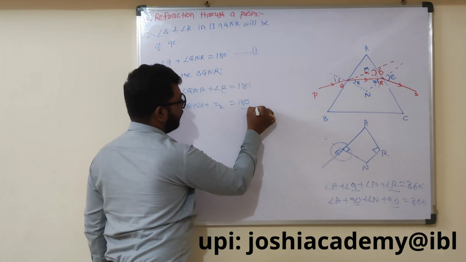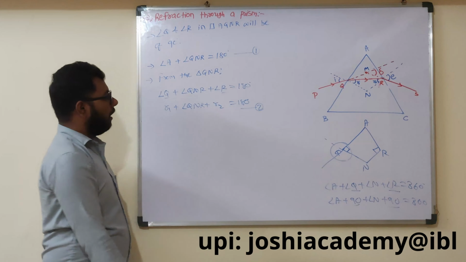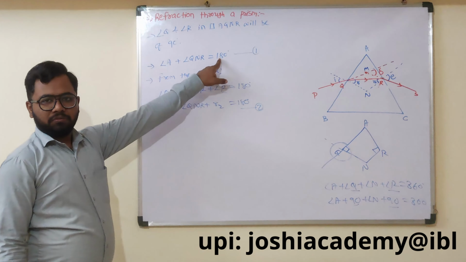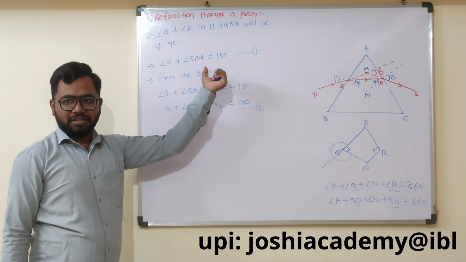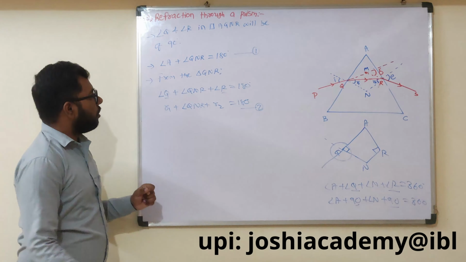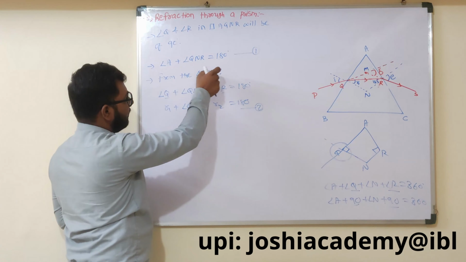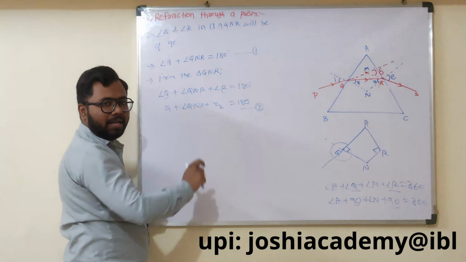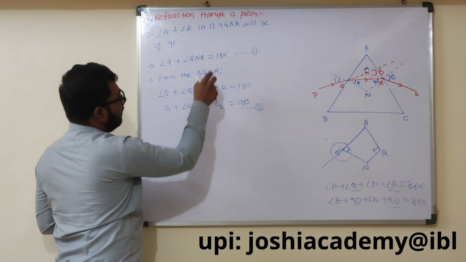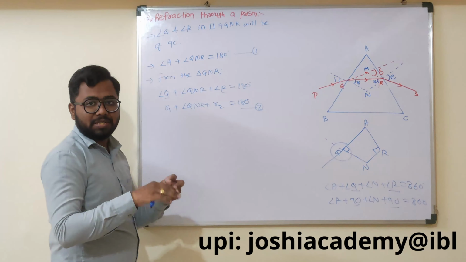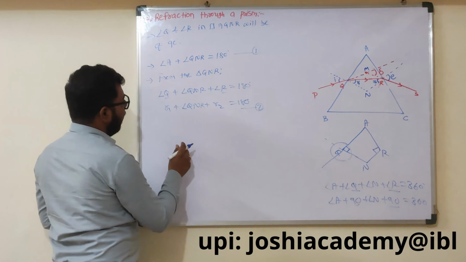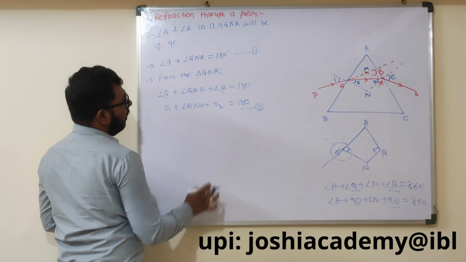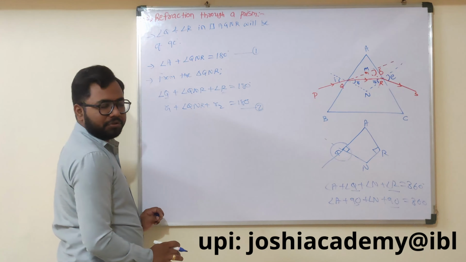Now let it be equation number 2. Now let us compare equation 1 and 2, as we have on both sides 180 degrees. Either you can understand by this, or you can make QNR the subject and then substitute the value over here. Whichever you find convenient, you can follow the maths. I am simply going to compare equation 1 and equation 2.